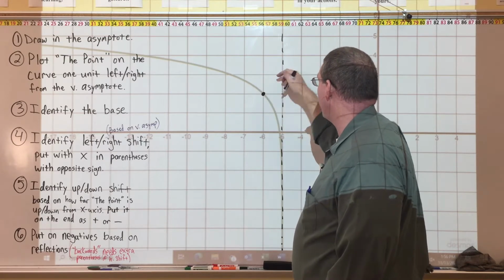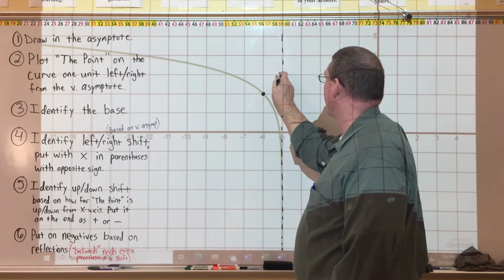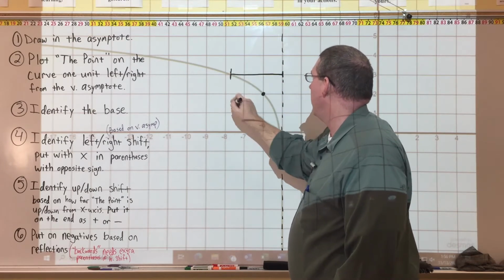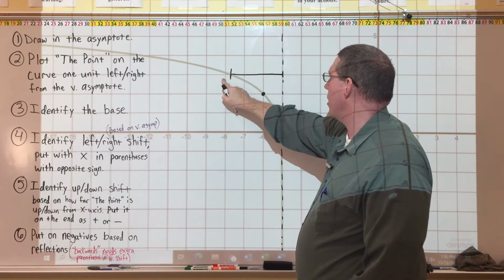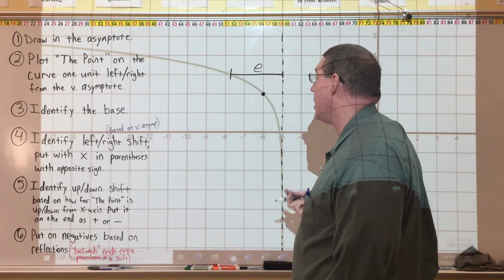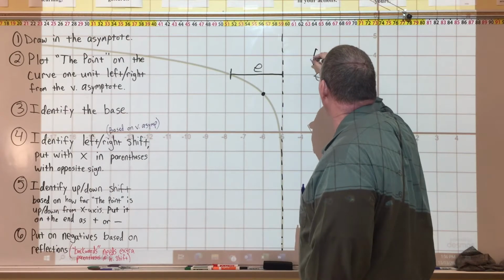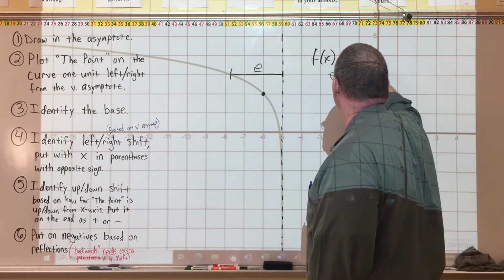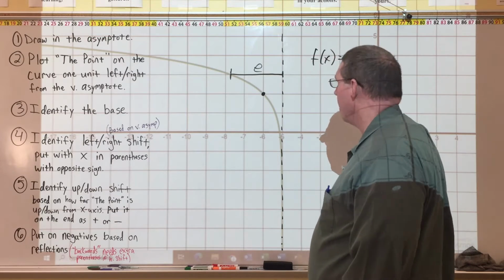And so now I'm going to go over to the asymptote right here and measure the distance from there over to the curve, which is right there. It's more than 2, but not quite 3, but it's closer to 3. That makes it e. Okay, so I know that this is going to be a natural log. F of x is equal to natural log, right?